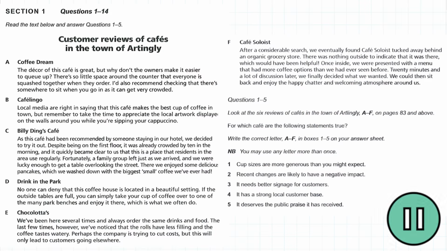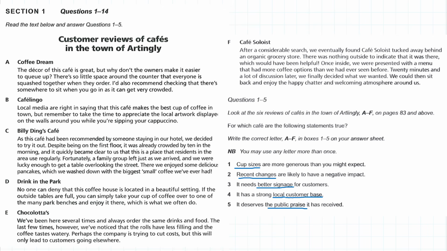Pause the video. Okay, I'd like to take you through the process of finding answers rather than just review them one by one. So first of all, we need to find all the keywords in our questions. So I would say these are cup sizes, recent changes, better signage, customer base or local customer base, and the public praise. And now we read the first paragraph, the first description, coffee dream.